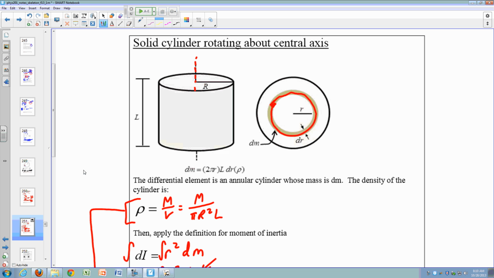Okay, so if it's hollow, it's got so much mass, and then the inside is empty. And it's rotating about the same axis. Like if this was hollow? Yeah. The integration would be from the radius of the inner diameter to the radius of the outer diameter.